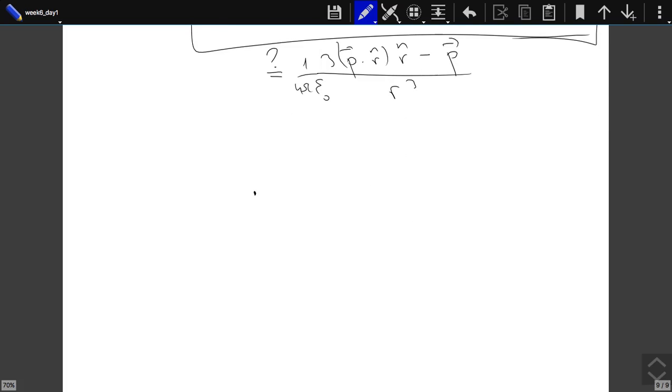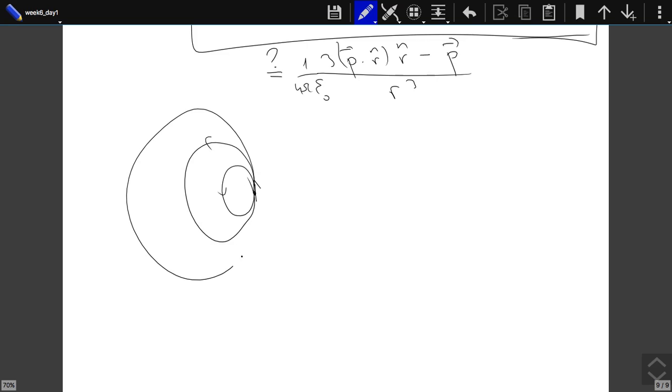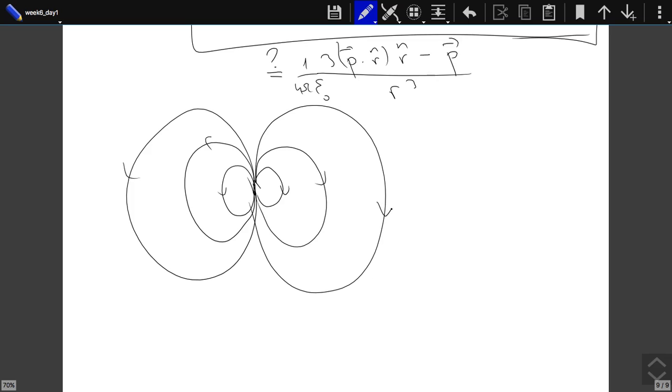So we have the dipole over here in this direction. The electric field lines will look like kind of circular shapes. These are the shapes of the electric field lines. This is the direction of the dipole.